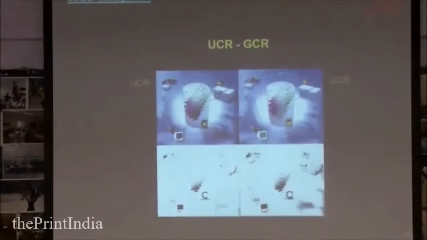So this is UCR, GCR. On the left is the UCR example, on the right is the GCR example. You can see this area especially. Here the colors are reduced only from the gray areas. Here they are also reduced from the color areas. So that's the difference between UCR and GCR.